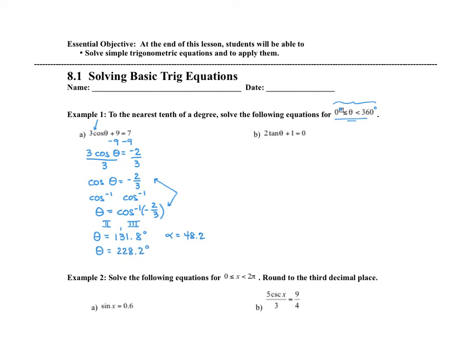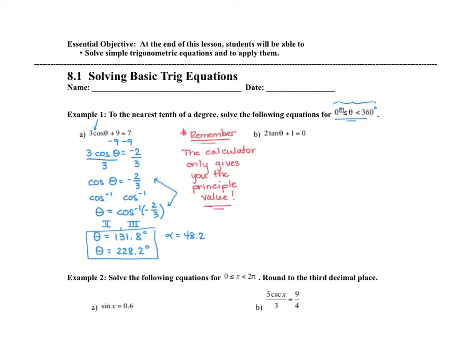228.2 degrees. If we wanted all of the values for where cosine theta is equal to -2/3, remember at this point we would have to add 360n to each one of those theta values. But because the problem is restricting us from 0 to 360 degrees, those are the only two solutions that we're concerned about.